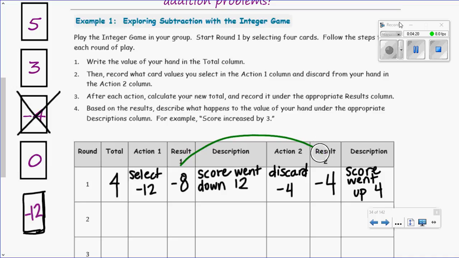We started with 4 cards, we picked one up and then we discarded one. So we started out with 4, we went to -8, then when we discarded, we had a score of -4.